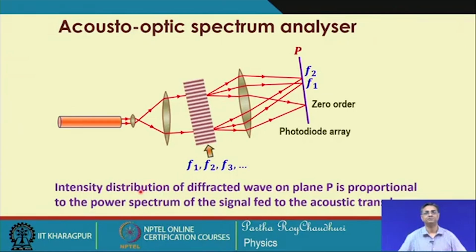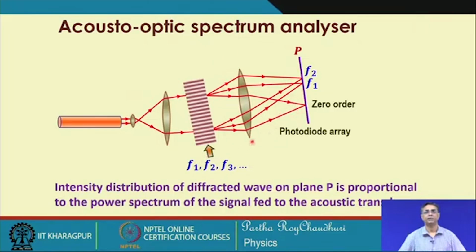For example, if you feed this acousto-optic modulator with acoustic frequencies f 1, f 2, f 3, then they will be focused at different points on this plane P. So, the intensity distribution of the diffracted wave on a plane P is then proportional to the power spectrum of the signal fed to the acoustic transducer. So, you have f 1, f 2, f 3, and the deflected beams corresponding to these frequencies will appear at different points.